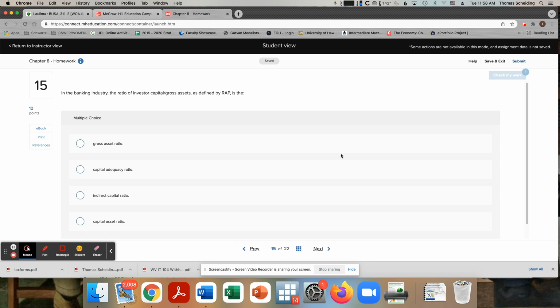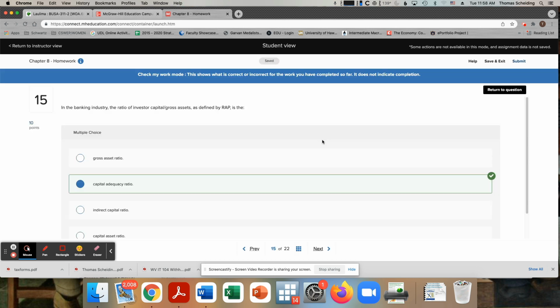In the banking industry, the ratio of investor capital to gross assets as defined by the GAAP, what is that going to be? For here, this is also definitional. In the banking industry, typically if we're looking at investor capital divided by gross assets, that's asking whether the capital that we have is adequate. Hence, the capital adequacy ratio. Sorry, for these definitional ones, there's not a lot for me to explain because you have to know the definition to be able to talk about it.